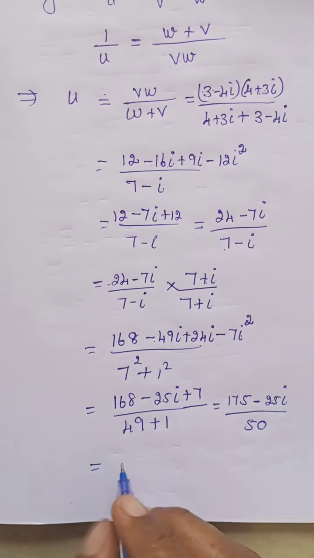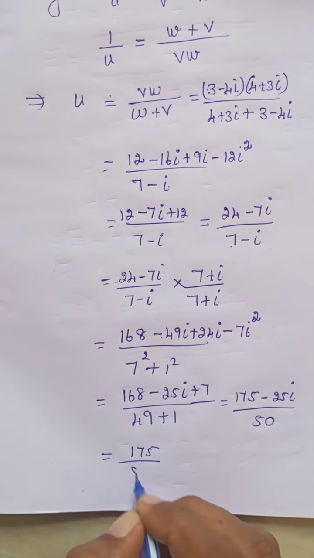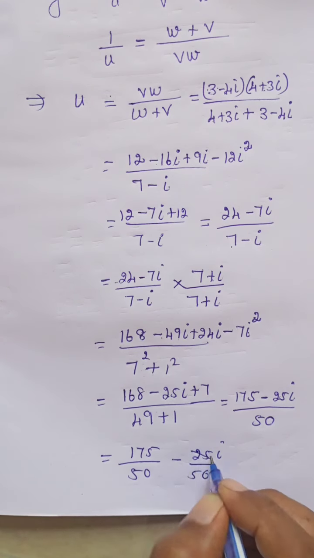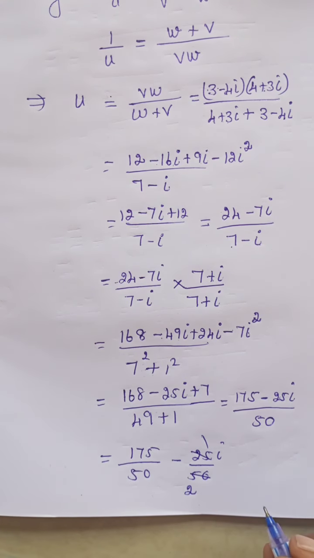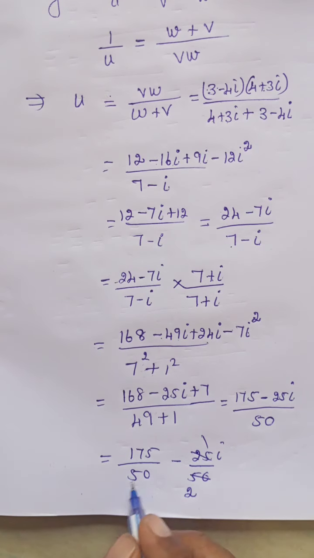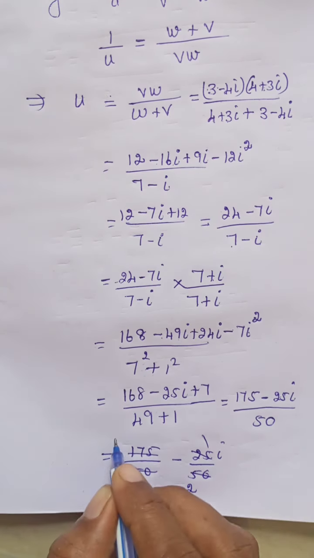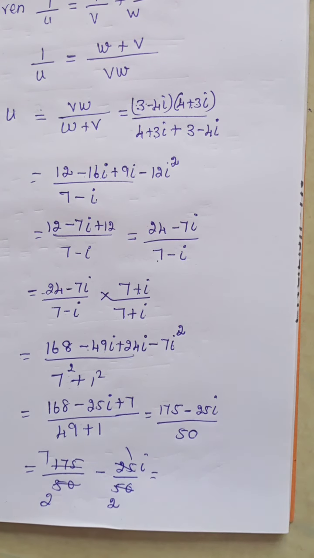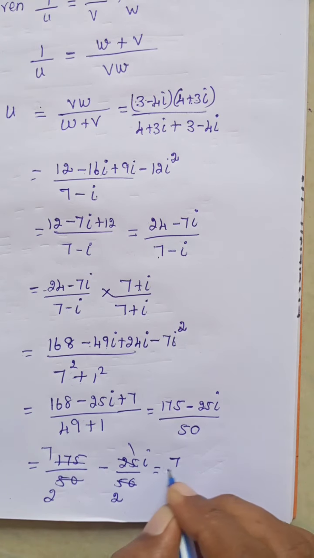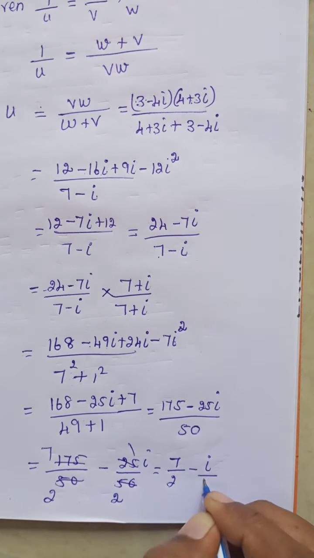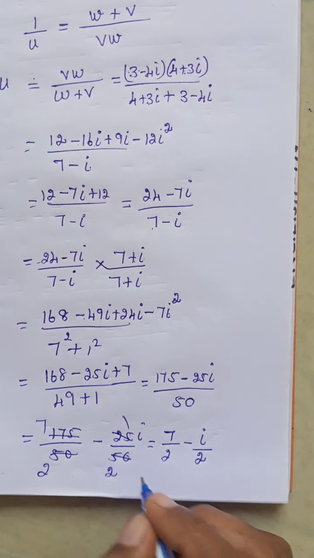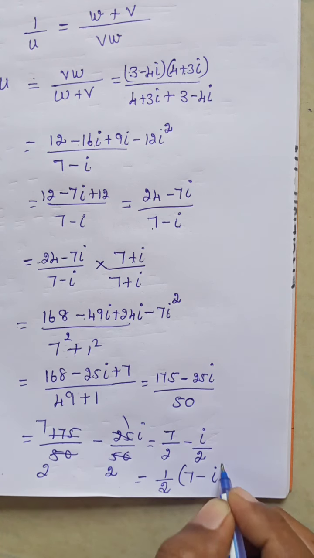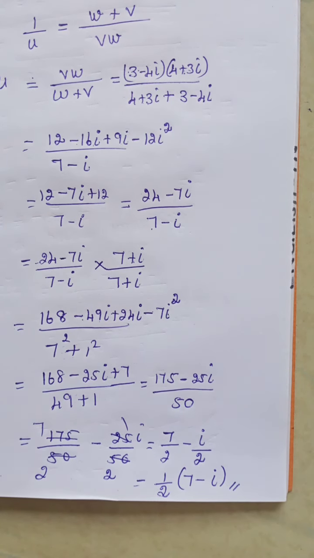Now separate the real and imaginary part. So we may get 175 by 50 minus 25i by 50. This also will be divisible by 25, isn't it? Here 2, here 4 plus 3, 7. So our answer may be 7 by 2 minus i by 2. Or if you want, we can take 1 by 2 out, into (7 minus i). Is that clear?